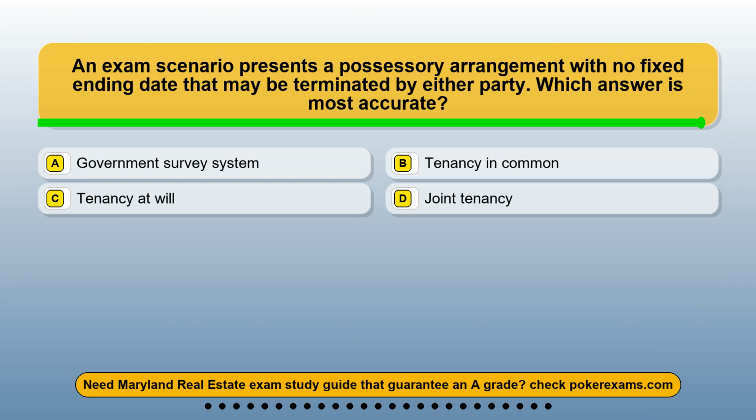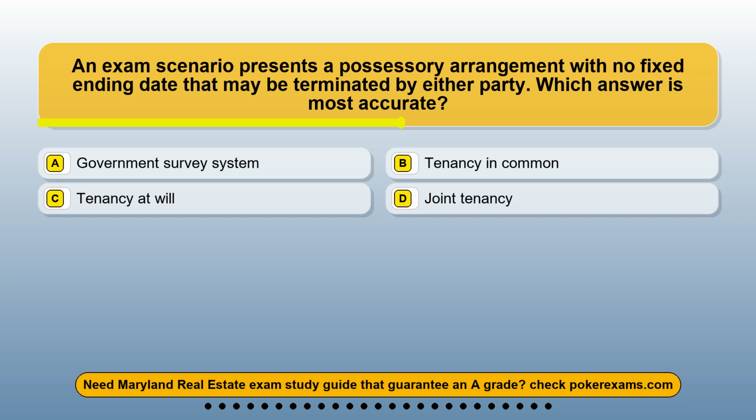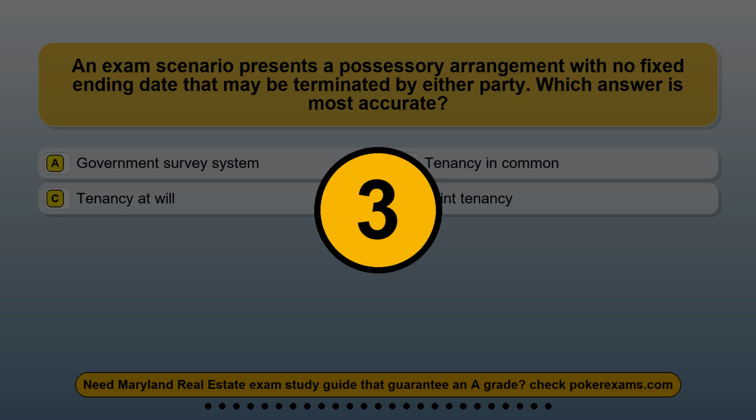Question 24. An exam scenario presents a possessory arrangement with no fixed ending date that may be terminated by either party. Which answer is most accurate? Option A, government survey system. Option B, tenancy in common. Option C, tenancy at will. Option D, joint tenancy.